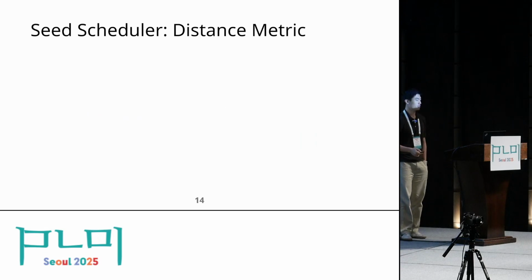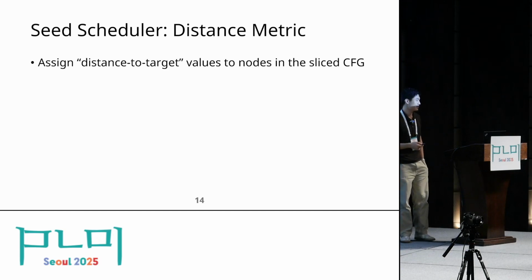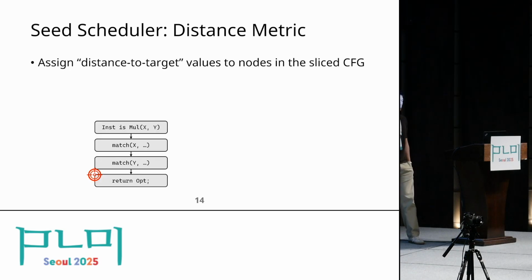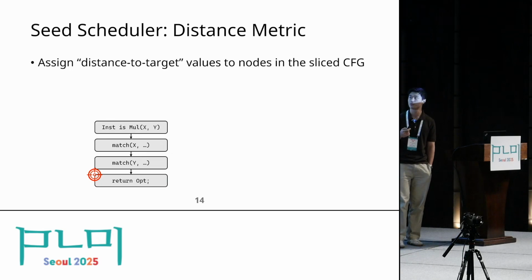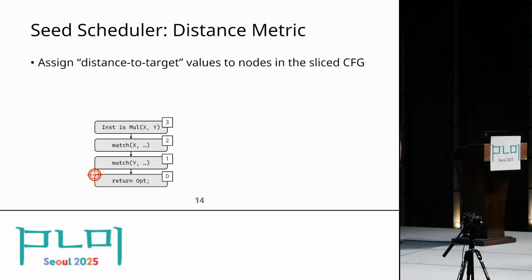And the seed scheduler uses a distance metric. The basic idea of the distance metric is to assign distance-to-target values to nodes in the sliced CFG. So this is the CFG that we got from the previous slicer. We are going to assign distance 3 to the first block because this block is 3 blocks away from the target optimization block. And 2, 1, 0, following the same logic.